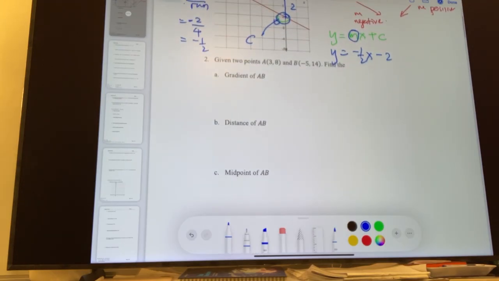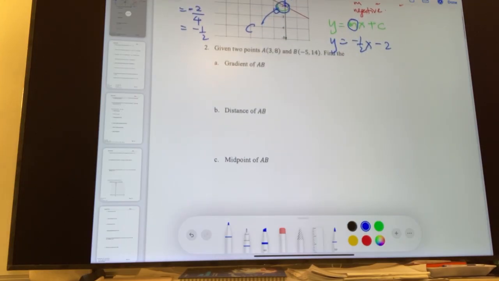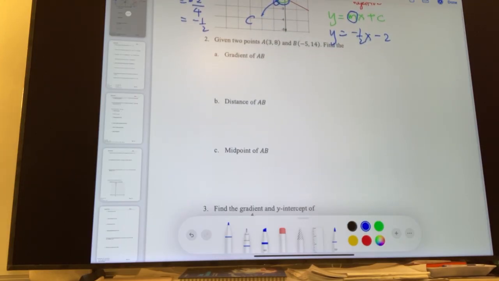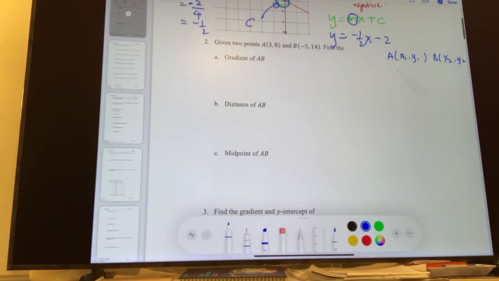For question 2, you have 3 formulas to remember. You have 2 points: point A is x1, y1, and point B is x2, y2. The gradient of AB equals (y2 minus y1) over (x2 minus x1). That is finding the gradient.